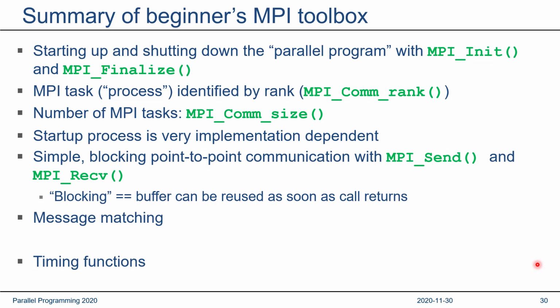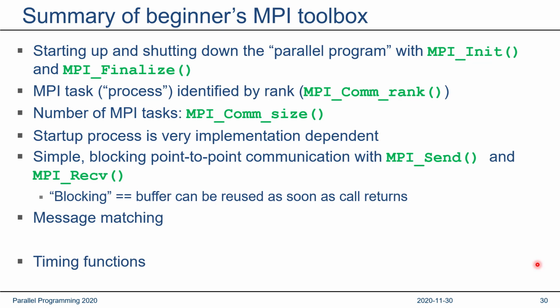All right, so here's a summary of our beginner's MPI toolbox. We learned how to start up and shut down the parallel program with MPI_Init and MPI_Finalize. We learned how MPI tasks or processes are identified by their rank and how to obtain the number of MPI tasks with MPI_Comm_size. The startup of processes, and this is very important, is very implementation dependent. There's nothing that standardizes this process, so it could be different on every new cluster that you encounter.